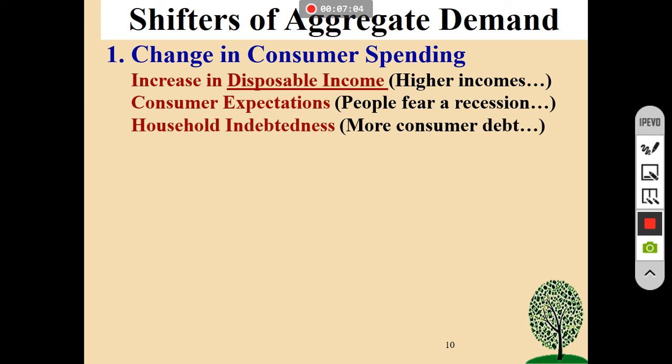Household indebtedness, right? If we have a lot of households carrying a lot of debt in our country, people don't have as much disposable income because of that. Therefore, it shifts the curve to the left. And then taxes, if we decrease income taxes, we're taxing people less, people have more money, they're going to buy more stuff, shifts aggregate demand to the right.